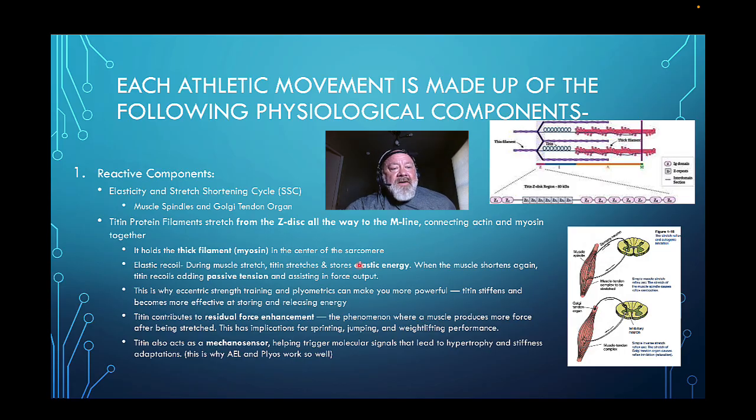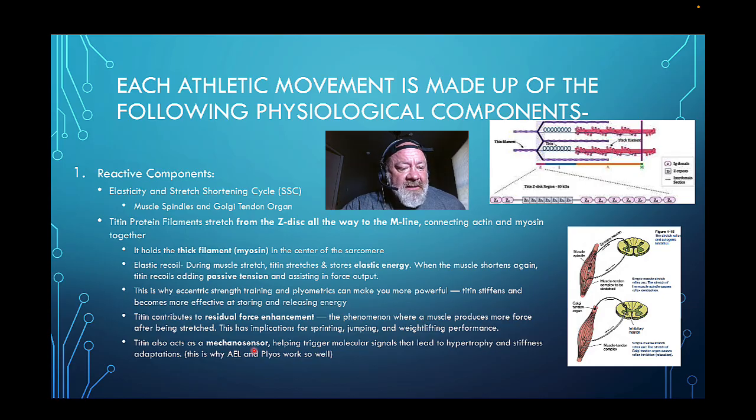So this is why eccentric strength training is so important, and plyometrics, because it makes you more powerful. Titin stiffens and becomes more effective at storing and releasing energy. Titin contributes to residual force enhancement, kind of the same thing, the phenomenon where a muscle produces more force after being stretched. That's why this is super important for sprinting, jumping, even weightlifting.